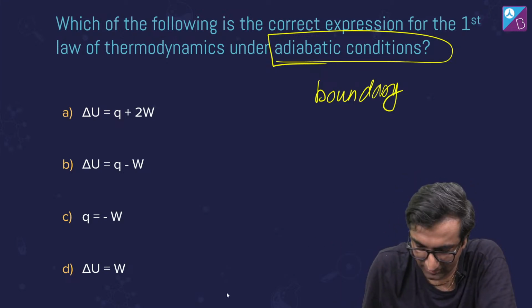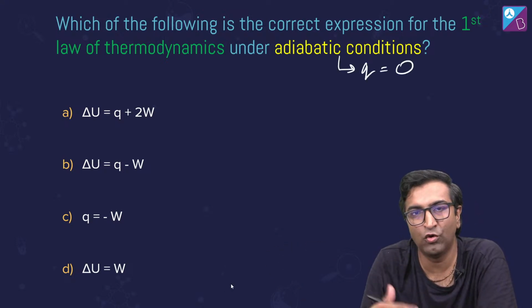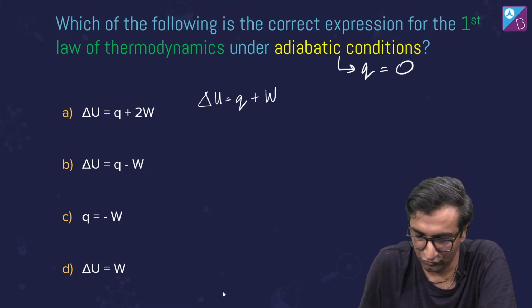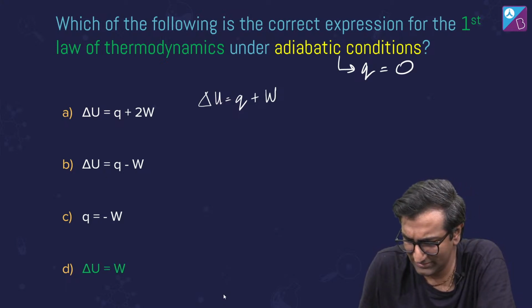इंटरेस्टिंग. ठीक है, अडियाबैटिक का मतलब क्या है? It's very simple. Q is equal to 0. That's all. No heat in, no heat out. मतलब Q is going to be 0. So delta U is Q plus W, and Q goes off. So delta U is W. That's it. As simple as that.